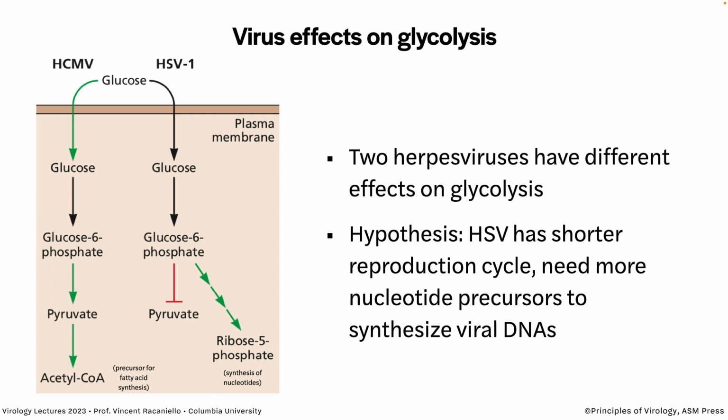And one of the ideas for this is that it has a shorter reproduction cycle, and so it's more important for it to synthesize DNAs relatively quickly, and it can use the normal amounts of lipids that are found in cells to make its membrane, whereas cytomegalovirus, much longer reproduction cycle, needs to stimulate membrane biosynthesis. Perhaps CMV can deal with the amounts of triphosphates that are found normally in cells.